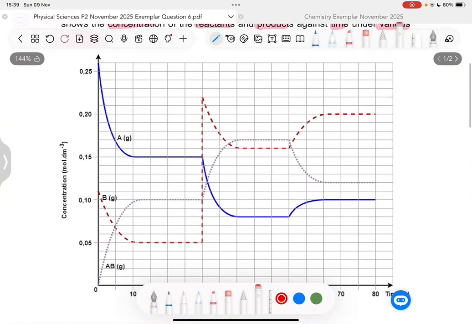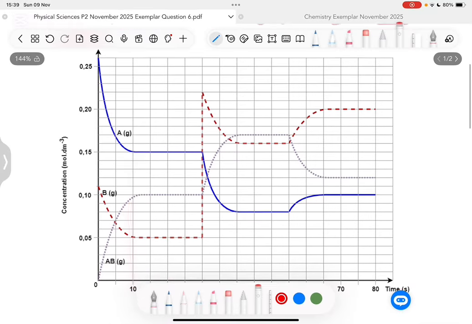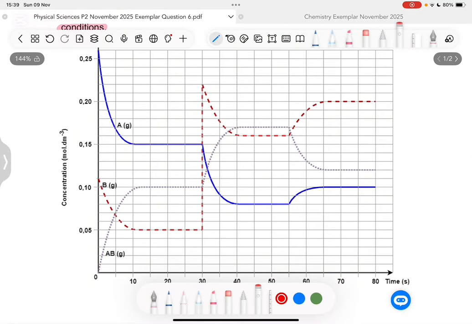And this decrease between A and B will continue until some point, here at 10 seconds. And the B will also increase to that point. However, during this time frame, along the way, we will start seeing the reaction going backwards, meaning the AB will break apart and form back the A and the B, because it's a reversible reaction.